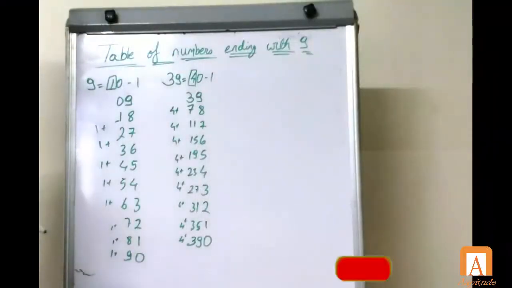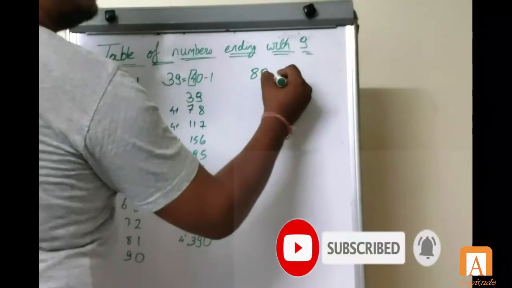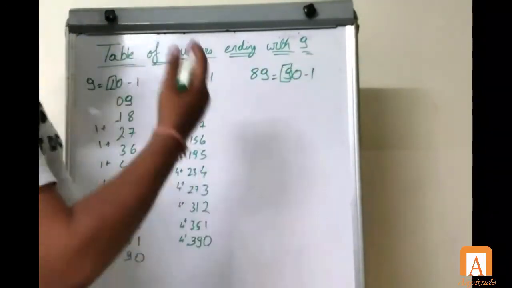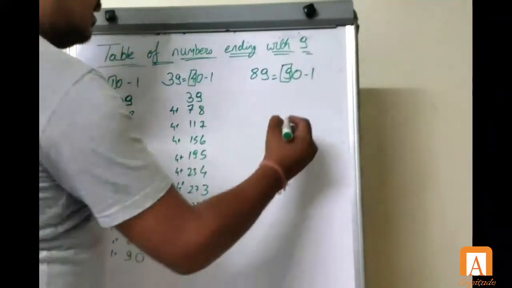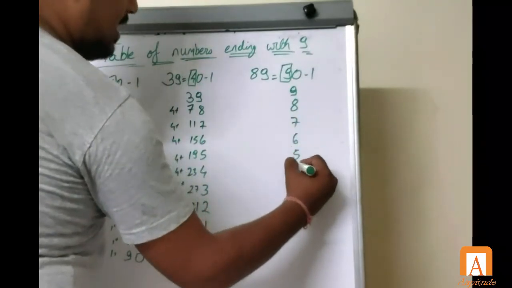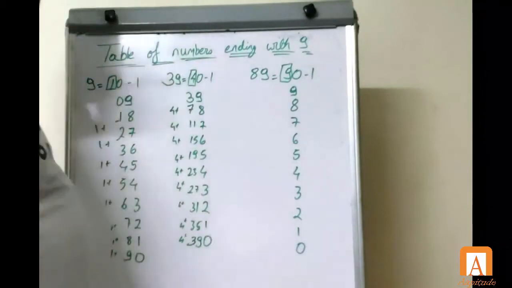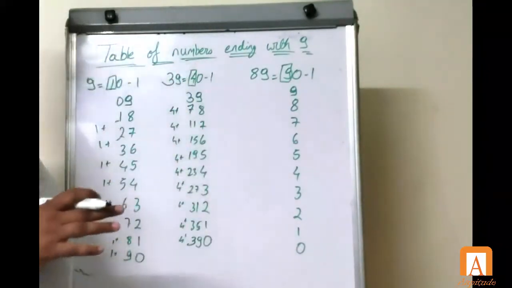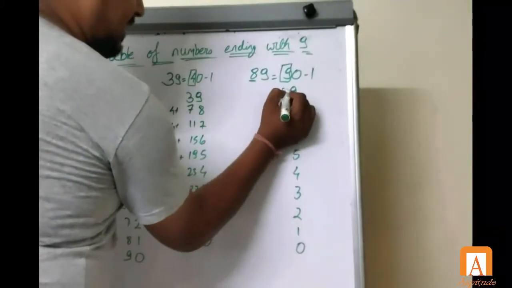So let's take another example of 89. 89 is equal to what? 90 minus 1. So again our first step, we write 9 to 0 in descending order as the unit place. So it is 9, 8, 7, 6, 5, 4, 3, 2, 1 and 0. In the tens place, since the table is of 89, we have to write 8 here.